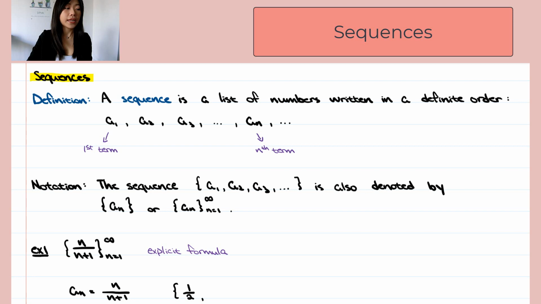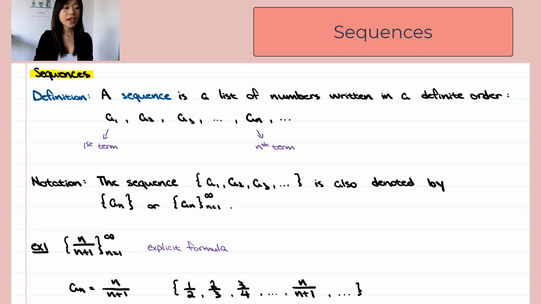The second term will be when n equals 2. So we plug into a_n, we get 2 divided by 2 plus 1, which is 2 divided by 3. In the third term, we have 3 divided by 4, and so on. So the nth term would be n divided by n plus 1. And since it's an infinite sequence, we use the 3 dots to denote that the sequence goes on forever. You can note that as n approaches infinity, the terms of this sequence approach 1. They get closer and closer to 1.